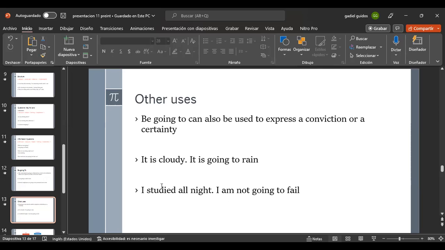Then we have another example, example number two. It says, I studied all night. I'm not going to fail. I'm not going to fail for the exam. Why? Because I studied, because I am prepared, because I know what I'm doing. Okay, so that's going to be one of the uses that we can do in this case for the expression be going to, all right?